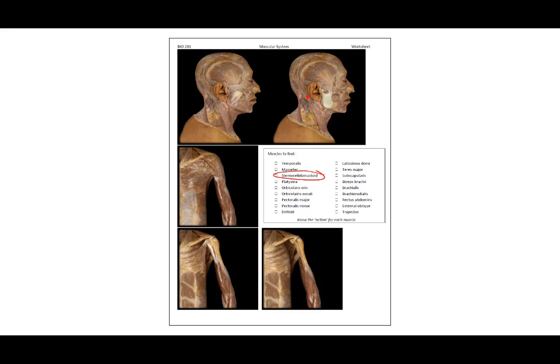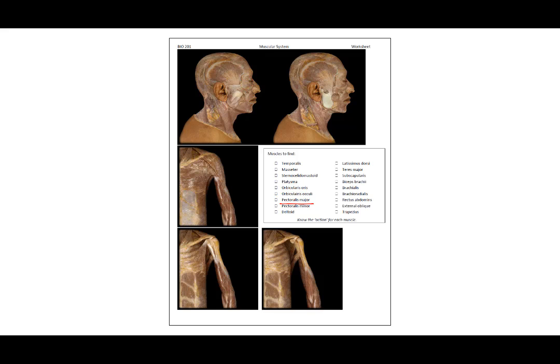Sternocleidomastoid, it originates back here at the mastoid process, comes across the neck, and it actually attaches here onto the clavicle. So it helps to turn the head one way, or if they both are contracting both sides at the same time, it can cause the head to tip down or flexion. The platysma, we can see it's a very thin muscle across the anterior surface of the neck. Orbicularis oris goes around the mouth. Orbicularis oculi goes around the eye.